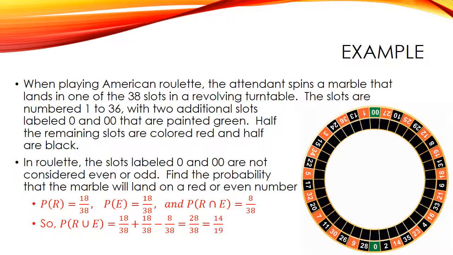So using our counting rule, we add the probability of red plus the probability of even, and we subtract out the intersection. 18 plus 18 minus 8 is 36 minus 8, which gives us 28. So 28 over 38, and reducing that, we get 14 out of 19.